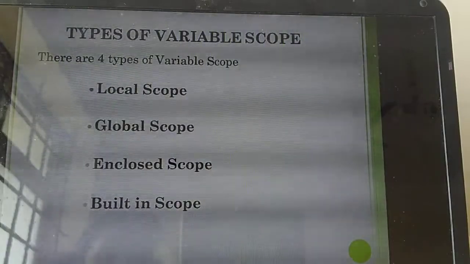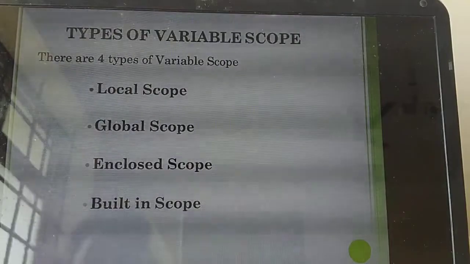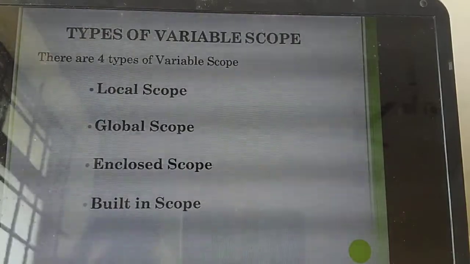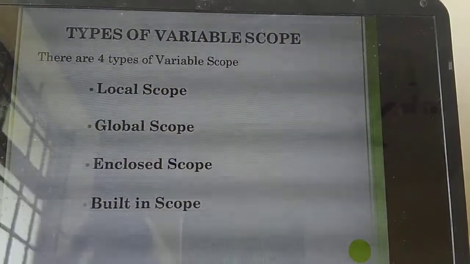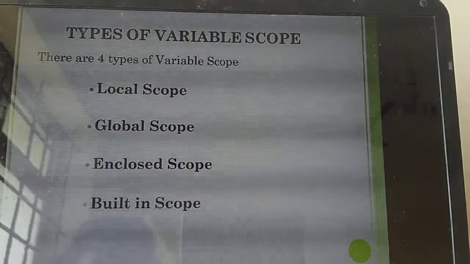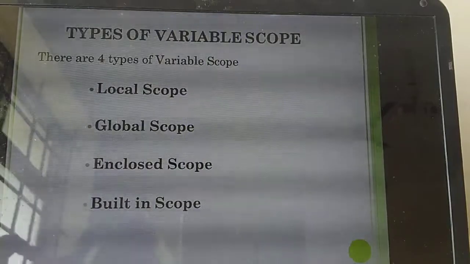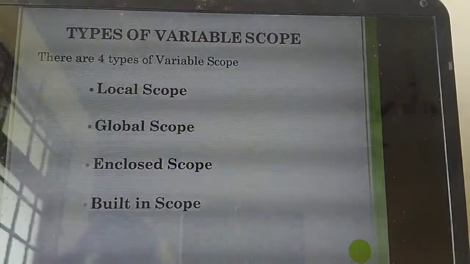Next thing, types of variable scope. There are mainly 4 types of variable scopes. How many types are there? 4. What are they? Local scope, global scope, enclosed scope and built-in scope. It is the same as you studied in the LEGB rule. Local means it is defined inside the function. Global means uppermost level. Enclosed means a function defined inside another function. Built-in means already built into the predefined module.